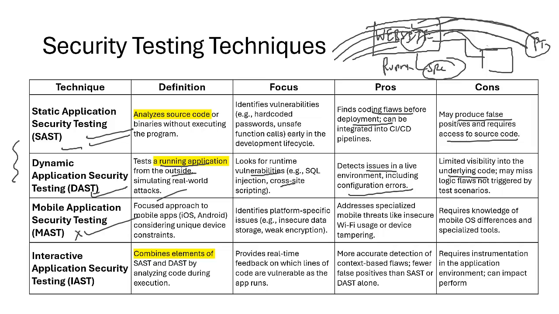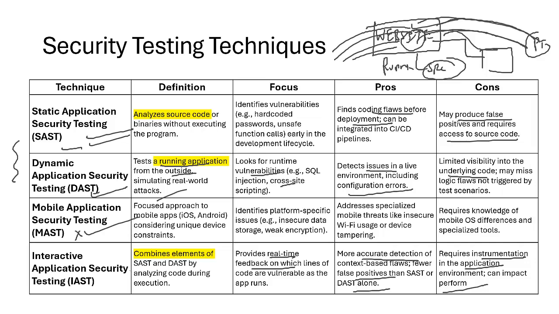So there is a hook integrated in the website. Whenever any attempt is made on the running site to modify the behavior, we get the data in real time. That's why the focus is to provide real-time feedback. Definitely we need code access because we need to integrate the module. It gives more accurate detections and fewer false positives than SAST or DAST, but it requires instrumentation in the application environment and can impact performance because a hook is integrated in the module.